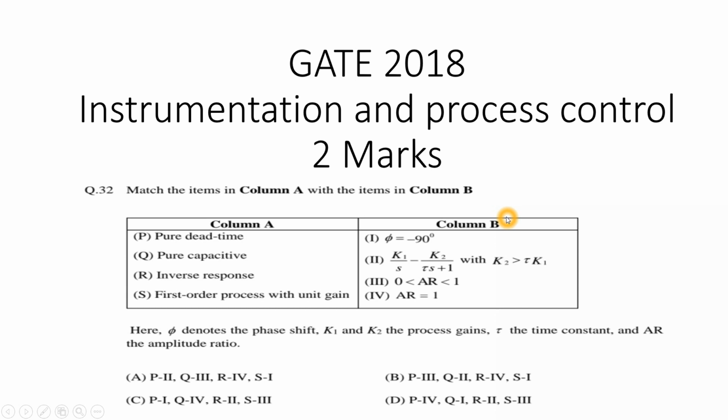Our next question is from GATE 2018, Instrumentation and Process Control, for 2 marks. You can see here, match the following column A with item in column B. Here phi denotes the phase shift, K1 K2 is the process gain, tau is the time constant, and R is the amplitude ratio. So let's start with the solution.